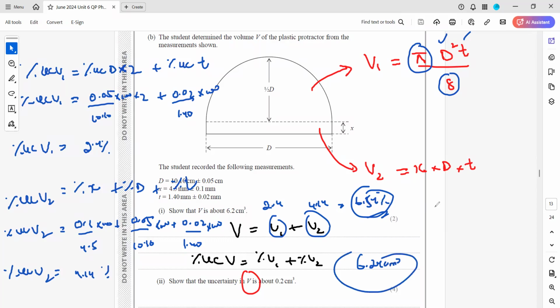So what is 6.54% of this? So 6.54 multiplied by 6.24 divided by 100. What's the answer? So this will give us the absolute value, which is 0.16 cm cubed.